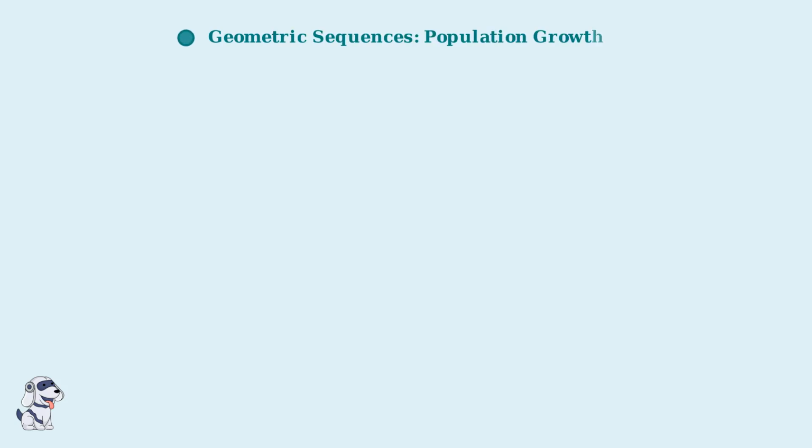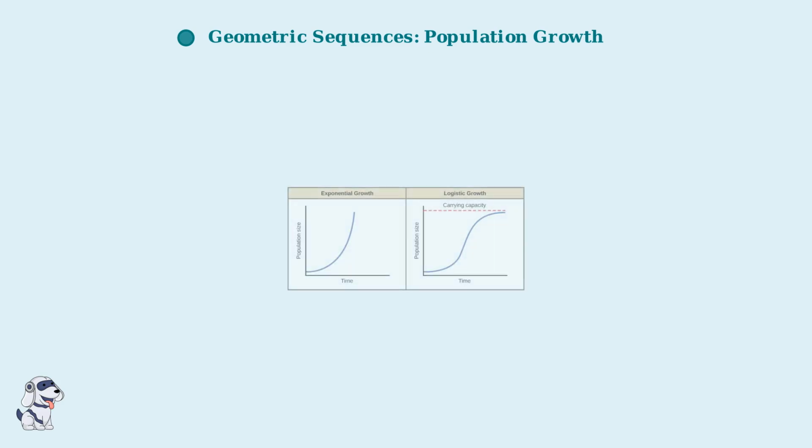Another powerful application of geometric sequences is modeling population growth. When populations grow at a constant percentage rate, they follow geometric patterns. This graph compares exponential growth, which follows a geometric sequence, with logistic growth that eventually levels off.